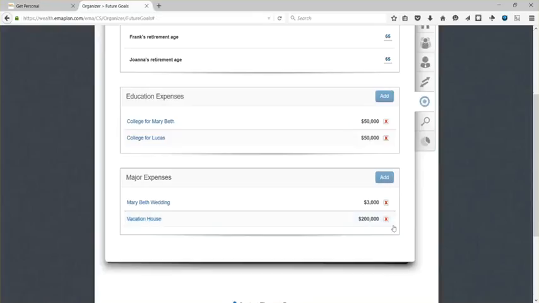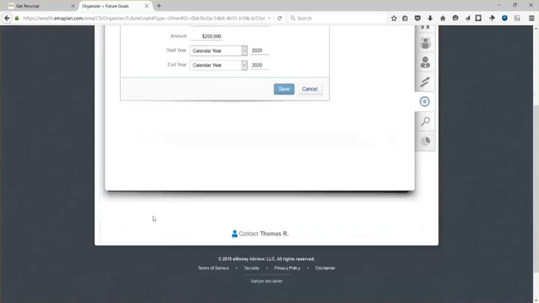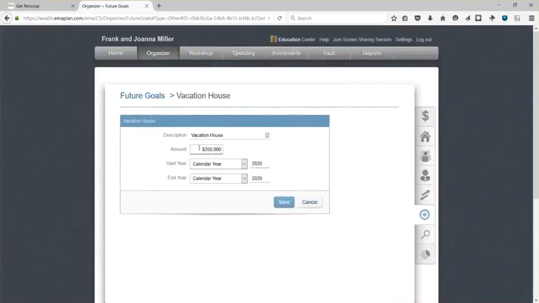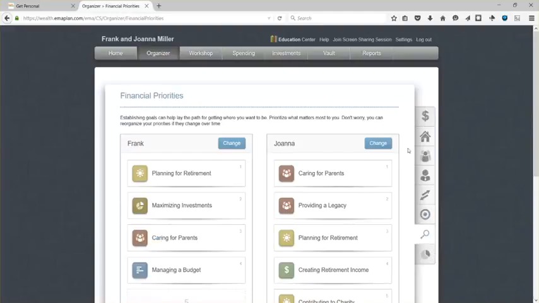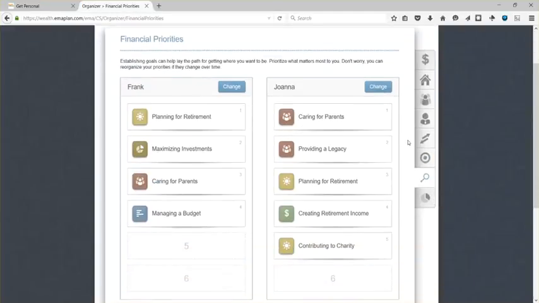So this is paying cash for a vacation house in the year, what's this, 2020. So vacation house, $200,000 in 2020. So now if we were to look at spending reports, which we'll come to in a minute, you'll see a big outflow in the year 2020. So at any rate, you can poke around through these things and look at the different retirement goals, the different data that you can put in.